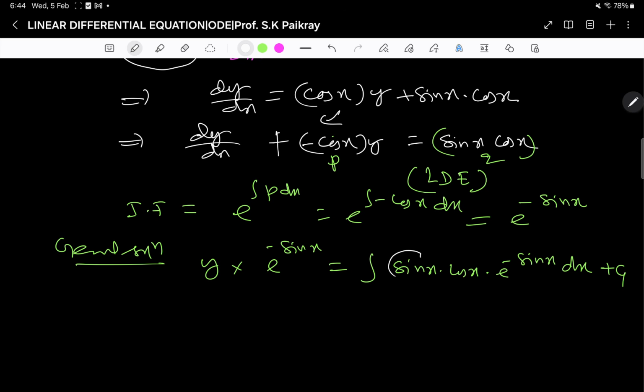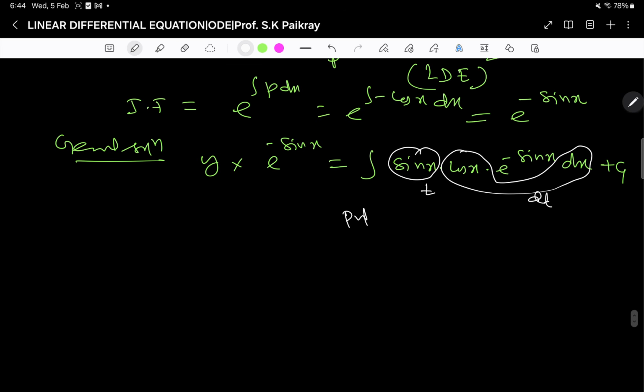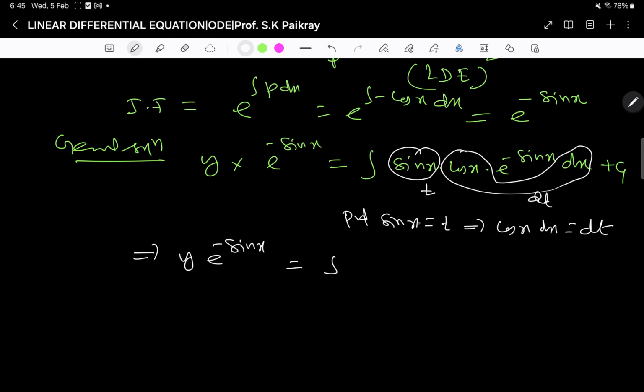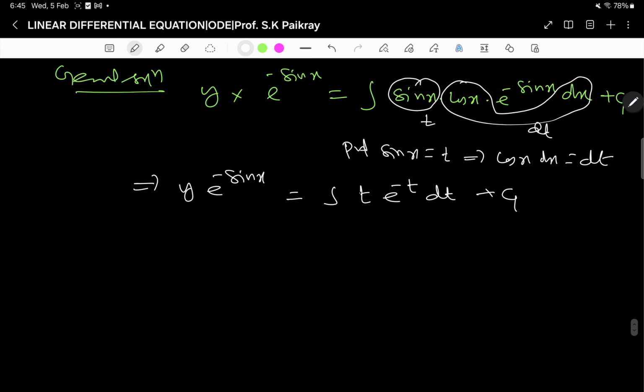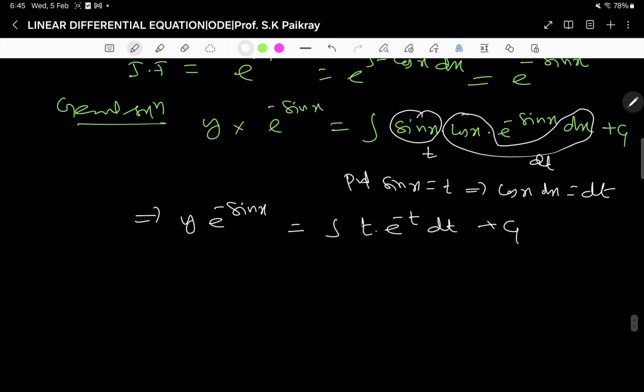Now if you put sin x is equal to t, then cos x dx will be your dt, isn't it? This will be your dt. So you put sin x is equal to t, implies cos x dx is equal to dt in the right hand side. So this implies y e to the power minus sin x is equal to integral, this is t e to the power minus t dt plus constant c1, and you apply by parts here.